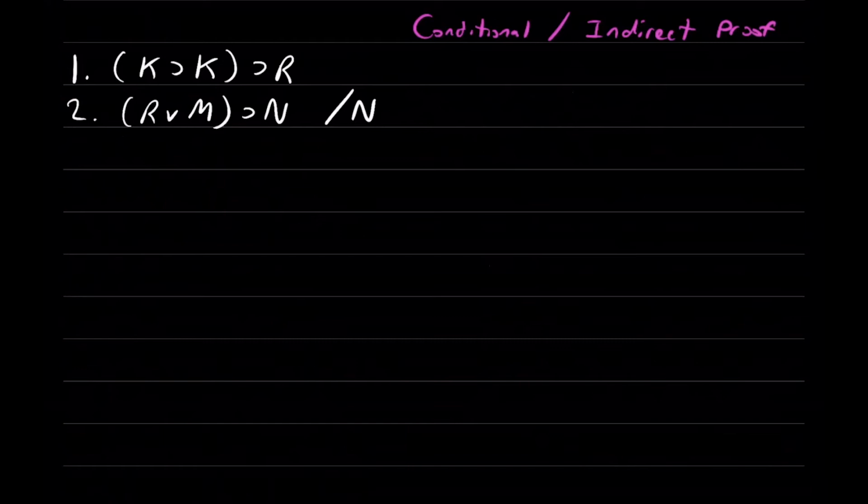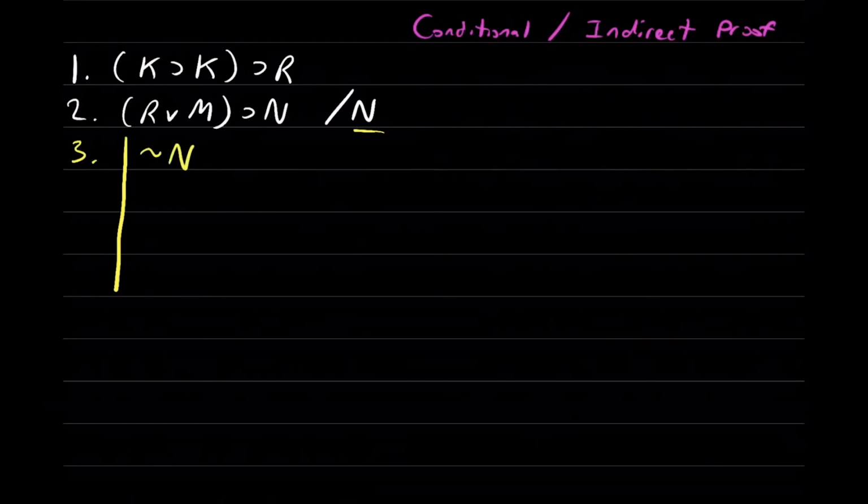So what I see right off the bat is that I don't see that I can do conditional proof. There's no obvious conditional that I need here. But what I can do is an indirect proof sequence. So I'm going to start out by adding an assumption line. I'm going to start out by assuming the opposite of the conclusion. So I'm going to assume not N. And I'm going to cite it here as AIP, an assumption for indirect proof.